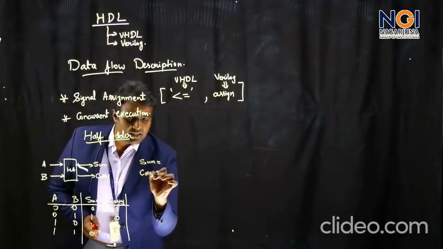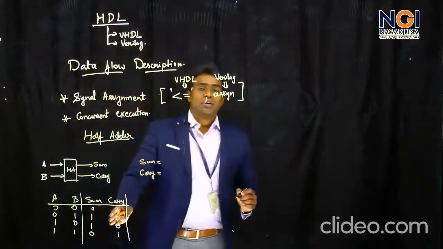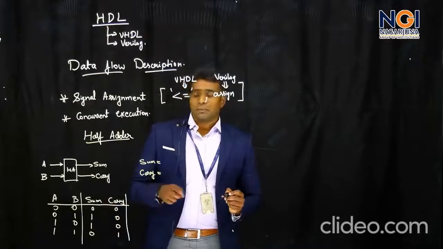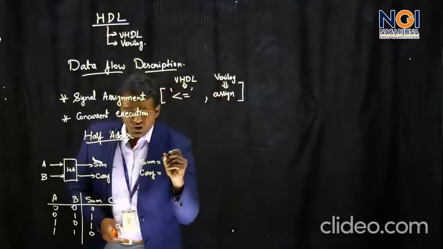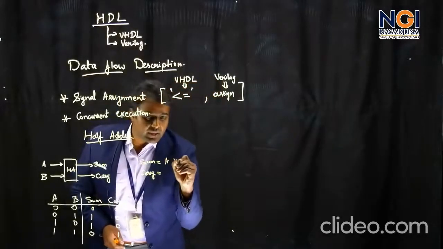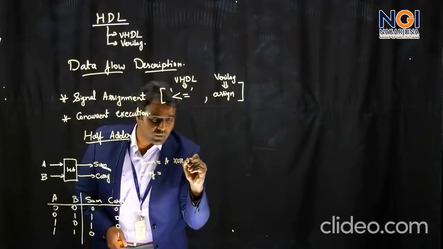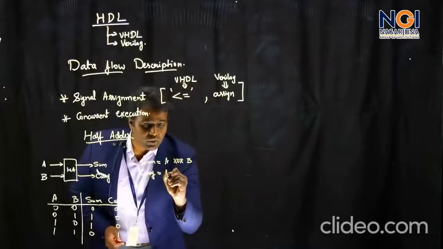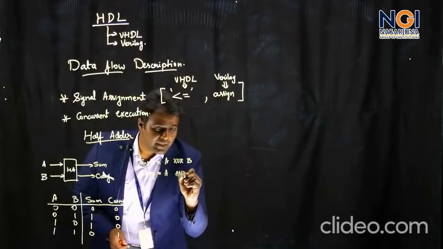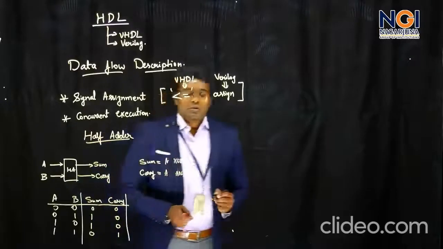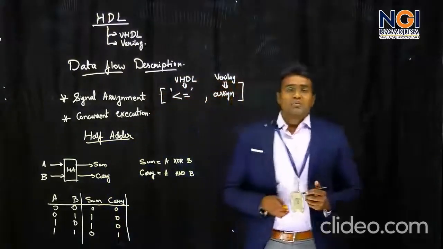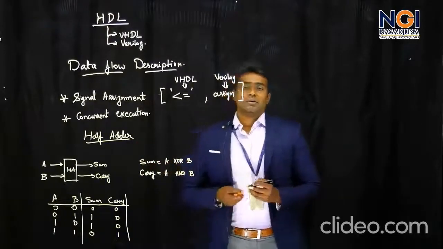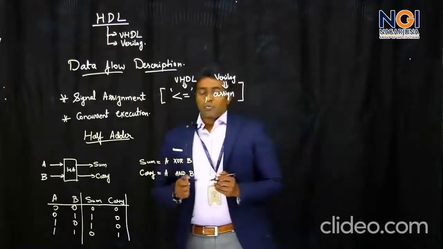Since it is simple here, looking at your truth table, your function table, we can evaluate the Boolean function for sum and carry. For sum, it is XOR operation between A and B, so I'll be writing it as A XOR B. For carry, it is AND operation between its inputs, so it is A AND B. If it's more complex, we can make use of K-maps and arrive at the output expression.